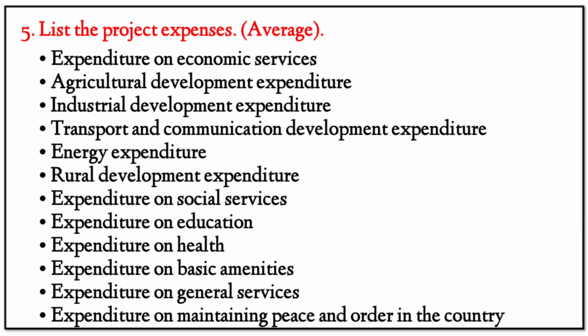Question number 5. List the plan expenses. Expenditure on economic services: agricultural development expenditure, industrial development expenditure, transport and communication development expenditure, energy expenditure, rural development expenditure. Expenditure on social services: expenditure on education and health, expenditure on basic amenities. And expenditure on general services: expenditure on maintaining peace and order in the country.